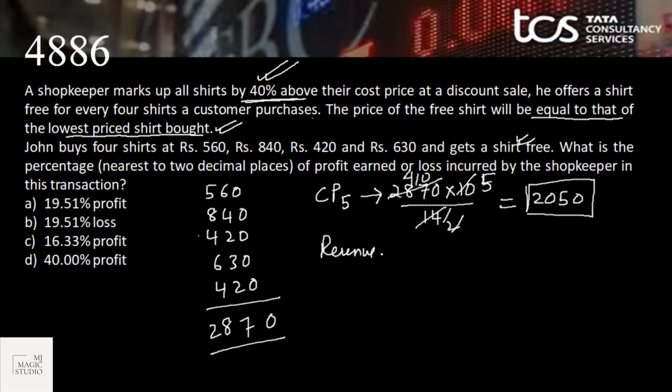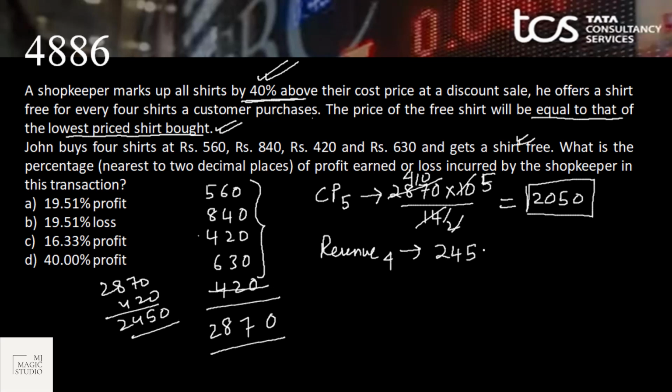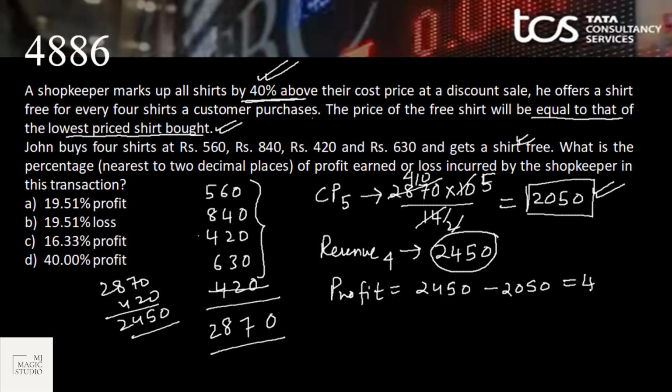But what is the revenue? Revenue is generated only for 4 shirts. So 2870 minus 420 is 2450. This is the revenue generated. This much money he has got for which he had invested 2050. That means profit for the shopkeeper is 2450 minus 2050, that is 400 rupees.